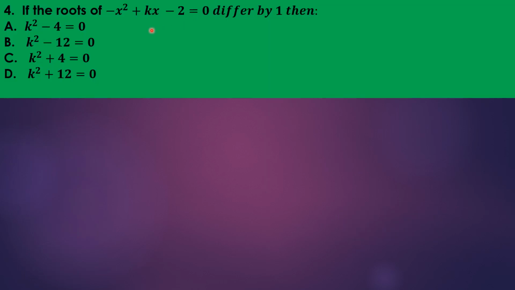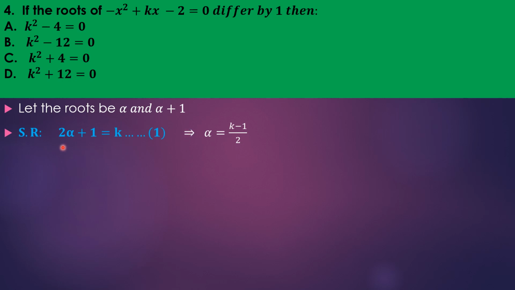If the roots differ by 1, let the roots be alpha and alpha plus 1. A student can also say alpha and alpha minus 1, and that would still be correct. So the sum of roots is alpha plus alpha plus 1, which gives us 2 alpha plus 1. But the sum is also negative b over a, so we actually have just k there, because your b is k and your a is negative 1, so negative b over a makes that k.